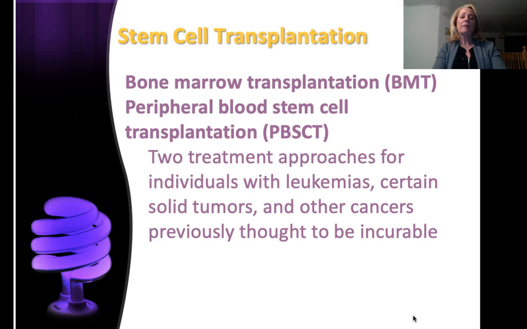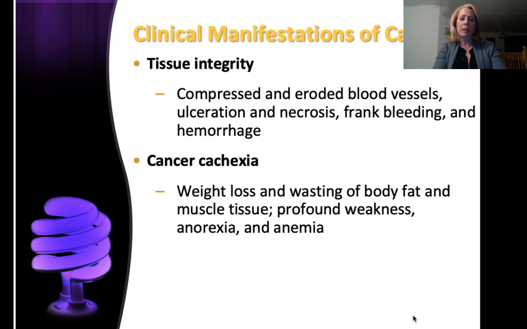So clinical manifestations of cancer, one of the problems is tissue integrity, and again, you could have blood vessels that erode because the cancer is compressing that area. You get necrosis, ulceration, hemorrhaging, and then there's cancer cachexia, where the person loses weight and they lose body fat, muscle tissue, they're very weak, they don't want to eat, they can become anemic from this.